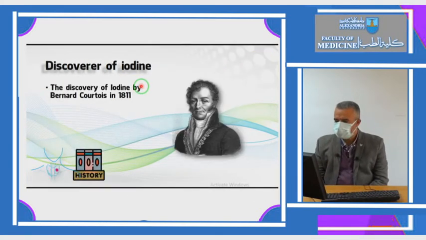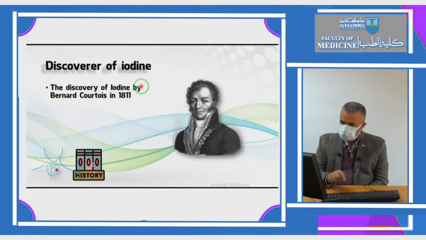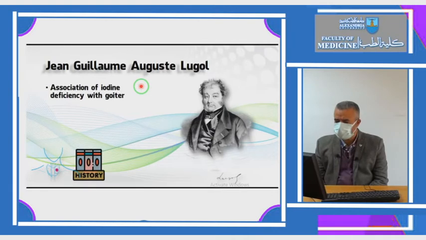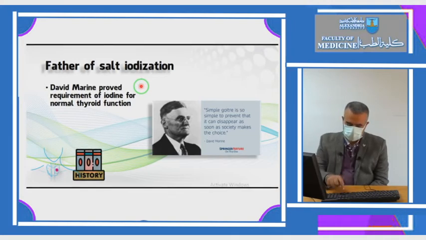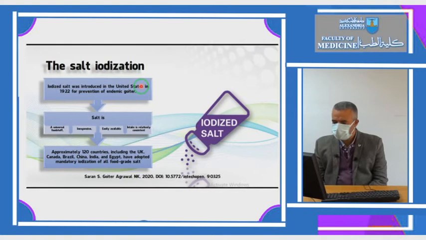Actually, the first one who discovered iodine was Bernard Courtois in 1811. Lugol was the first one to associate iodine deficiency with a goiter, and David Marine was the first one to prove the requirement of iodine for normal thyroid function, and he is also considered to be the father of salt iodization. So actually, salt iodization was first introduced in the United States in 1922 to prevent the occurrence of endemic goiter.